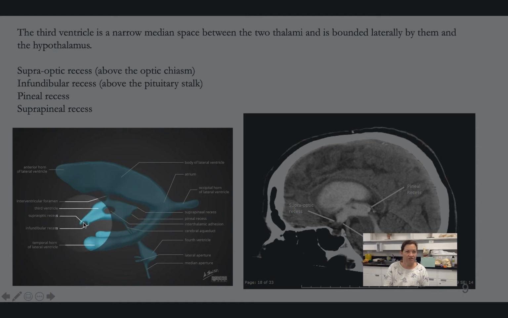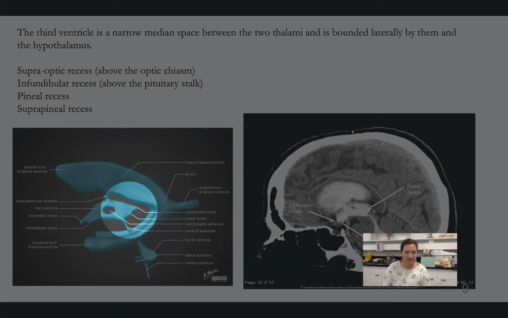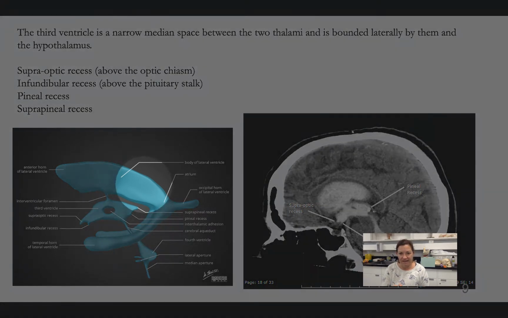The anterior ones work around the optic chiasm and the pituitary stalk, the pituitary gland. So you have the supra-optic recess and the infundibular recess. And then posteriorly, they're located, and I have a better sectional image of this, around the pineal gland. So you have a pineal recess postero-inferiorly and the suprapineal recess postero-superiorly. You can see that here on imaging.